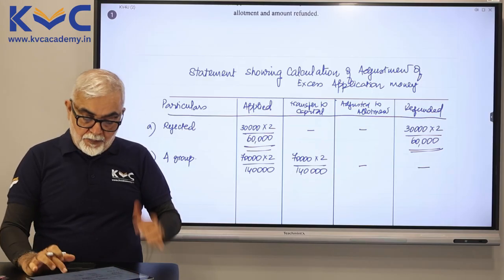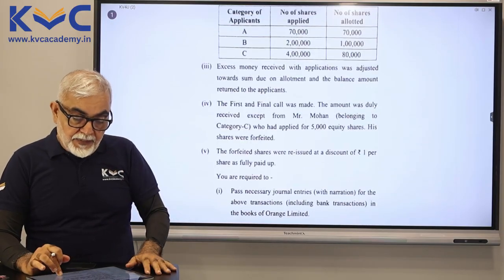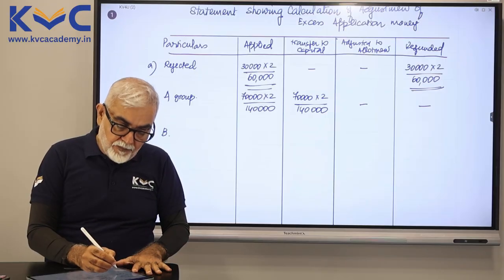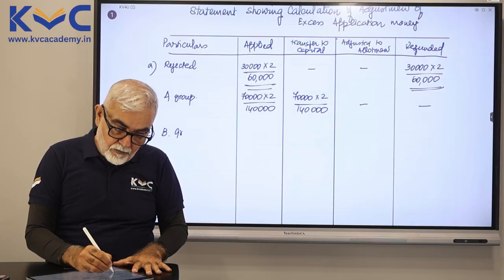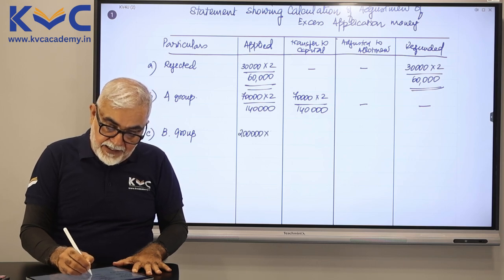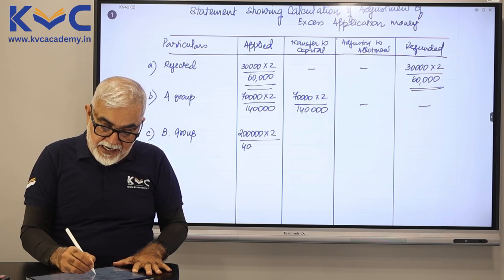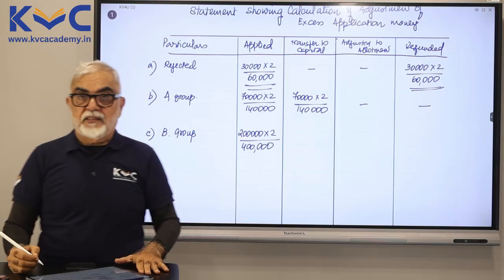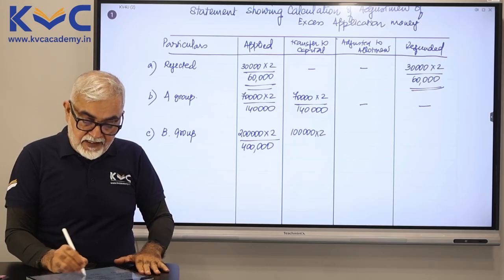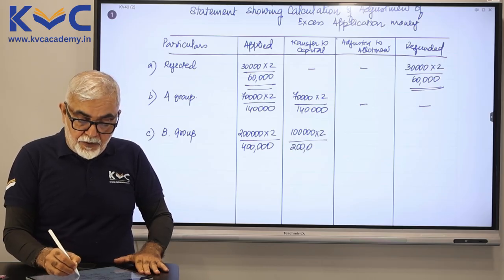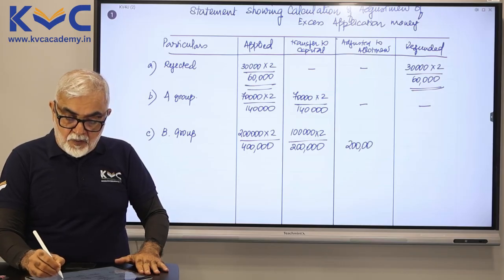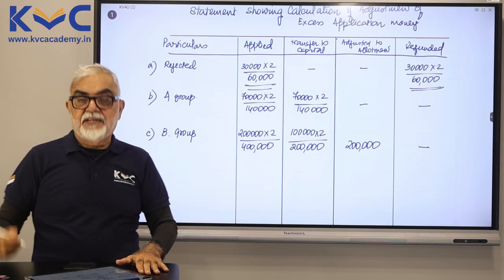Then came the next group, the B group. B group 2 lakh got 1 lakh. So, B group. They applied for 2 lakh into 2. They applied for 4 lakh. What did you do? You gave them 1 lakh shares. 2 lakh. So, what is extra here? 2 lakh was adjusted. Nothing is refunded.